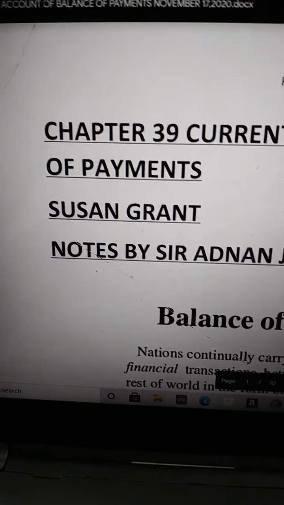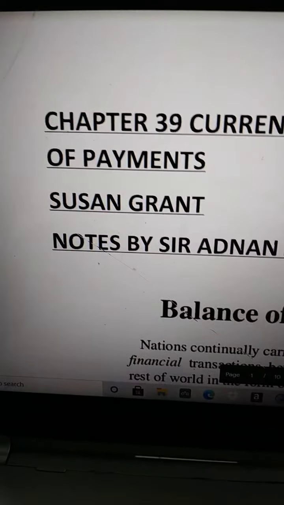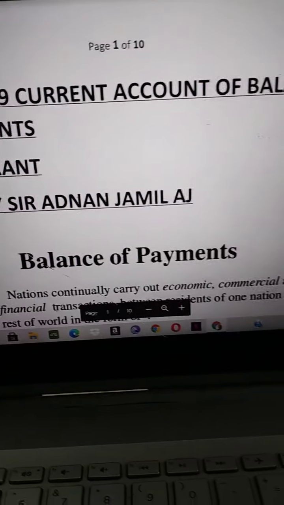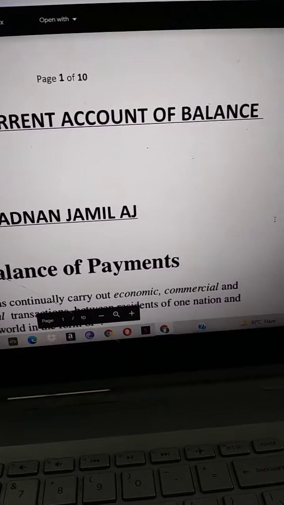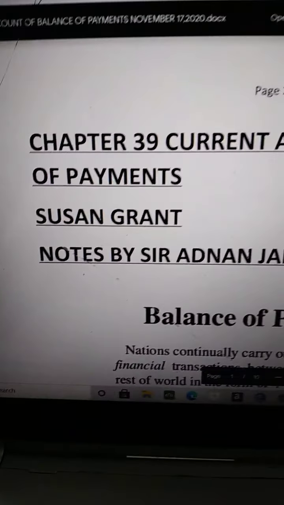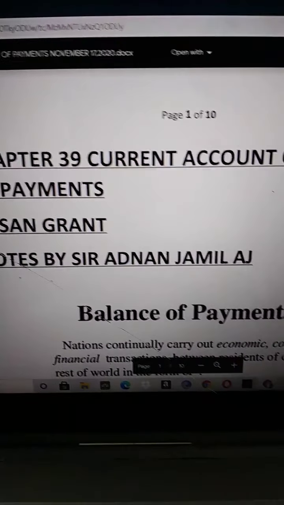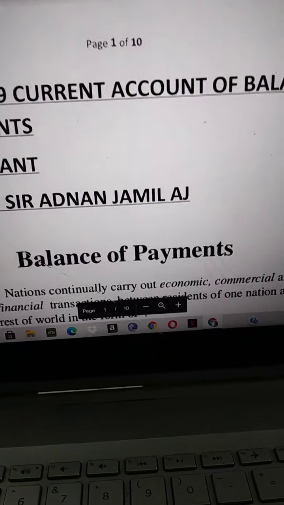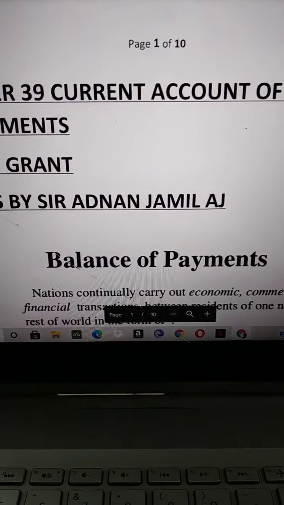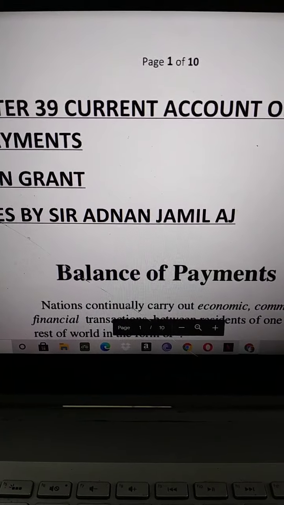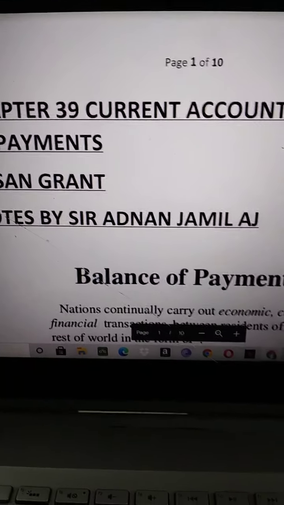Bismillahirrahmanirrahim. Students, this is economics and an explanation of chapter 39 from Susan Grant, the current account and balance of payments. Current account balance of payments. And this chapter, the explanation was asked by many of my students, so for them, I'm going to do it.